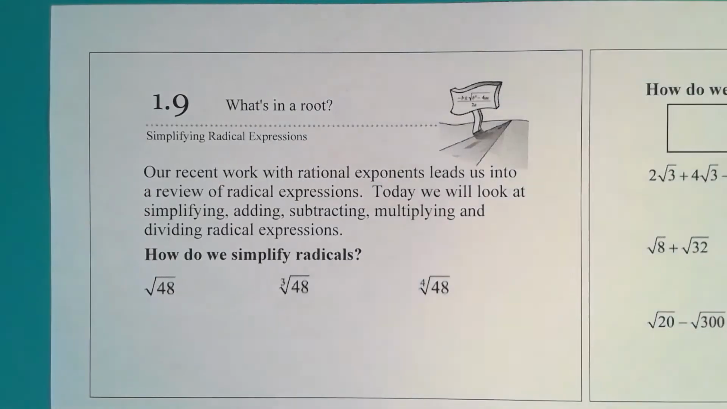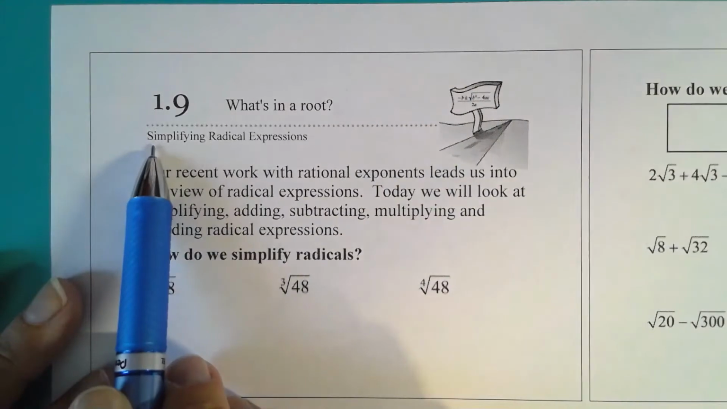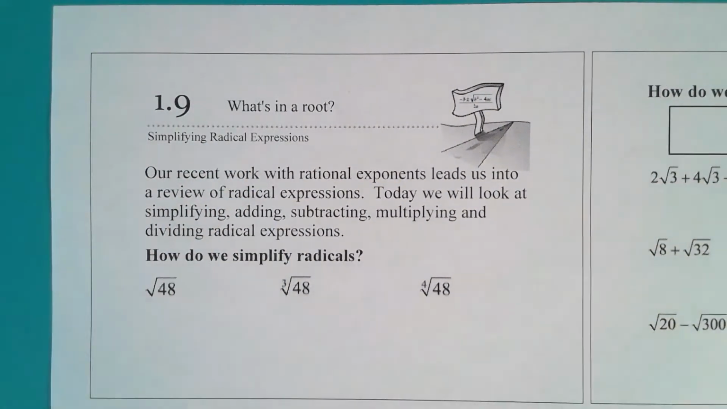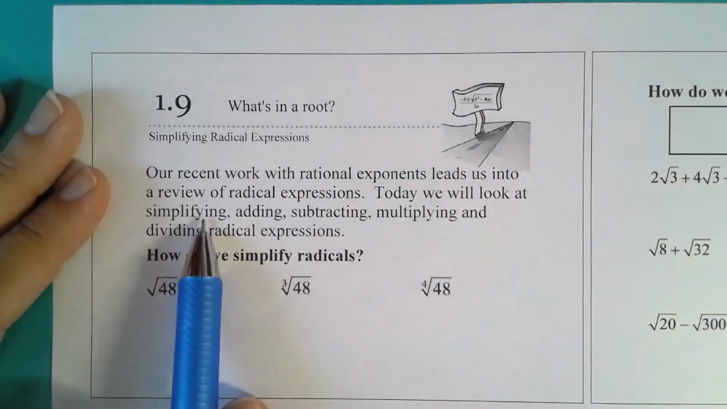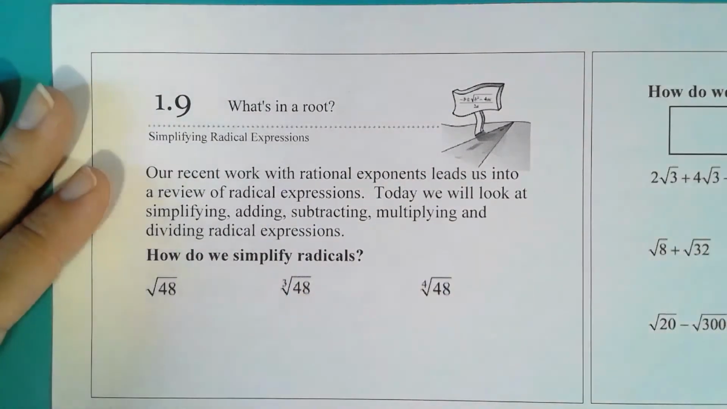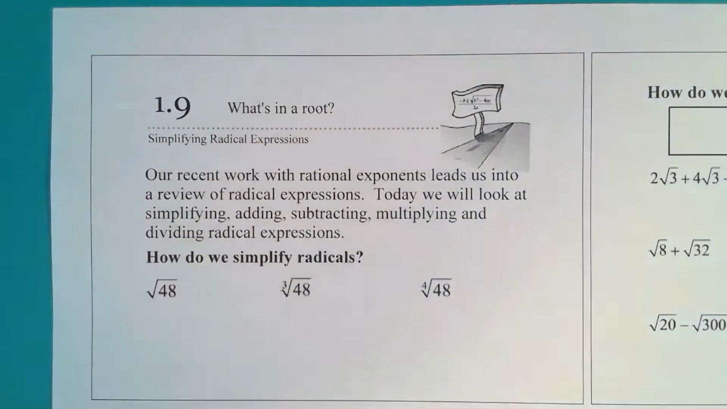In section 1.9, we are going to be looking at simplifying radical expressions. And the reason this ties in is really with what we were doing the other day with rational exponents. We talked about flower power. And so we were really looking at some radicals. So today we're going to talk about simplifying radicals, adding and subtracting radicals, multiplying and dividing radicals. All of this should be review. But we're going to start with how do we simplify radicals.